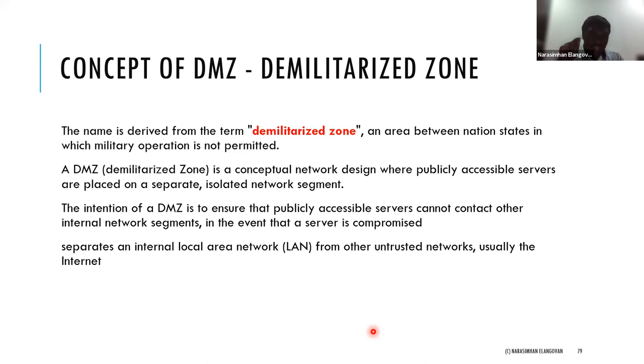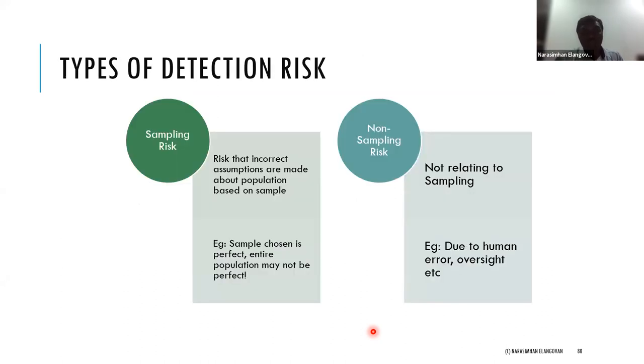I hope you're clear. An example could be, you are going into an office. I'm talking in a physical parlance; imagine it in a virtual parlance a little later. You are going to an office. The only place they will permit you is within the visitor area. They will not permit you anywhere beyond that, right? So that's an example of a demilitarized zone.